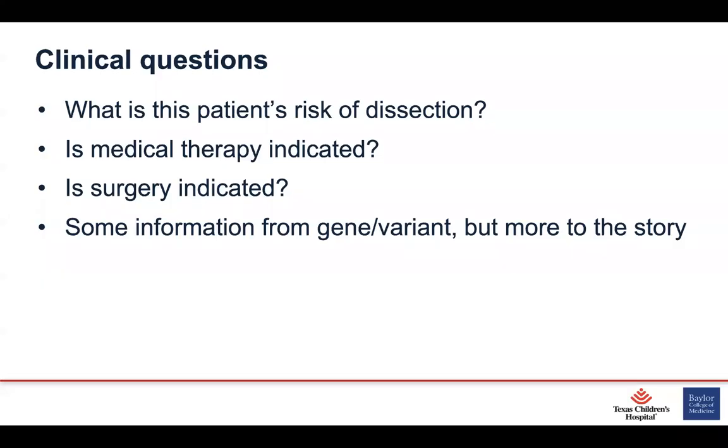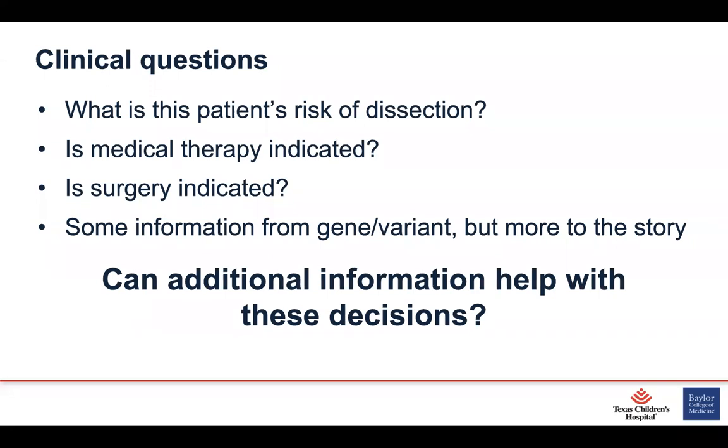Now, the clinical questions that inform our decision-making are, what is this patient's risk of aortic dissection? That helps us to decide whether medical therapy is indicated, is surgery indicated yet? And we can get some information by doing genetic testing, but there's more to the story. We know that within families, people with the same gene have different likelihood of dissection, and is there information we can derive from the cardiovascular imaging to help us inform how to manage the patient? So is there additional information that can help with these decisions?